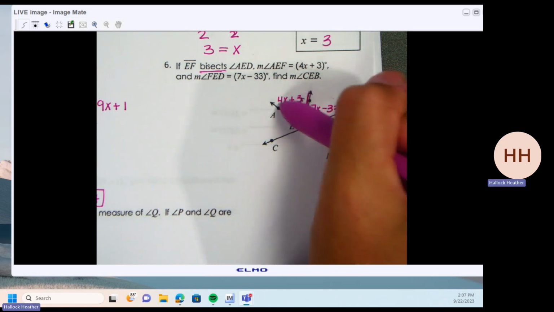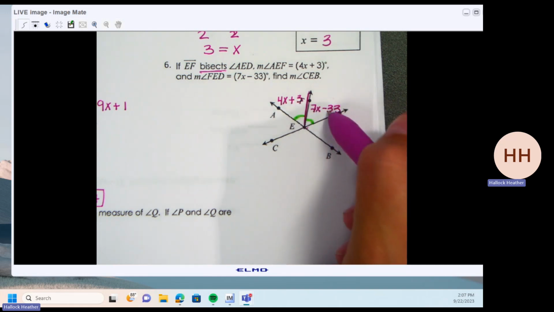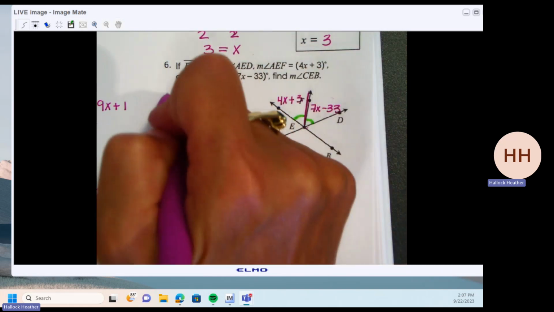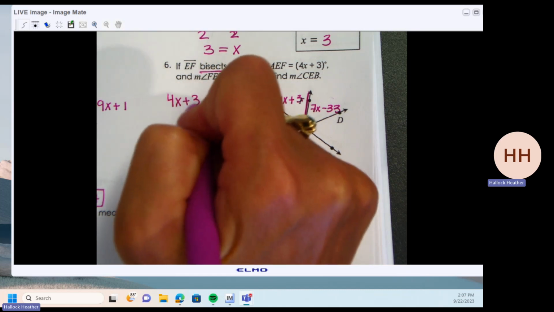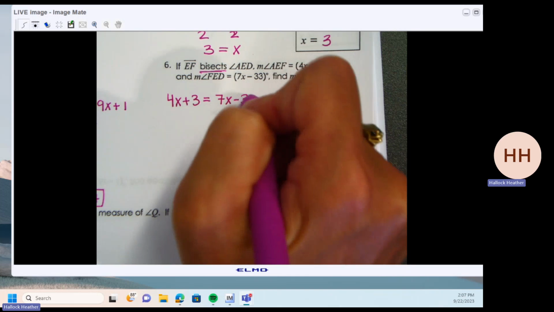Notice I don't know the entire angle, so I cannot do piece plus piece equals whole. I don't know that. So I have to do this equals this because they are congruent. So 4x plus 3 equals 7x minus 33.